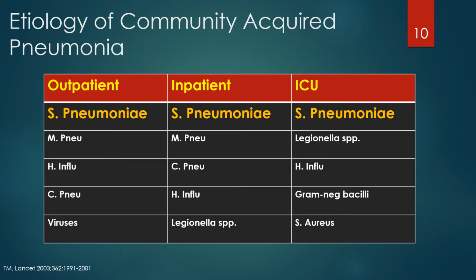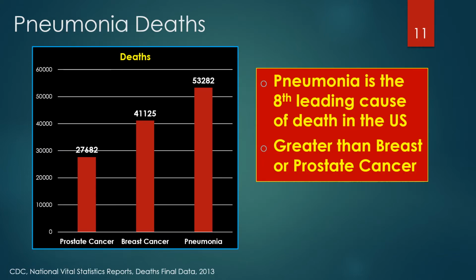This slide is from an article in Lancet and demonstrates that pneumococcus is the most common cause of community-acquired pneumonia in the outpatient, inpatient, and intensive care clinical settings. This graph demonstrates that pneumonia is the 8th leading cause of death in the United States, greater than even breast or prostate cancer. As we saw in the previous slide, pneumococcus is the most common etiology of community-acquired pneumonia in all clinical settings, and thus a major cause of death in the United States.